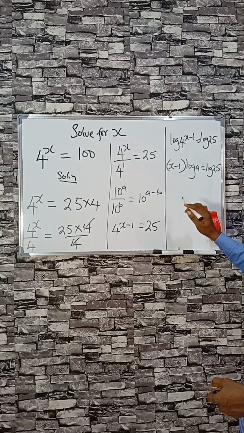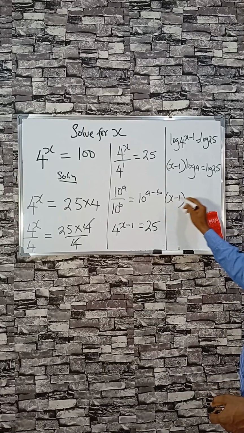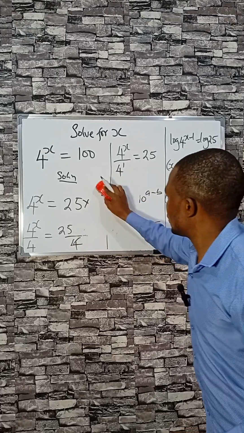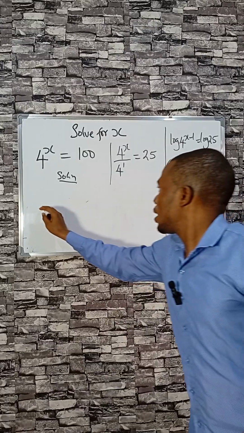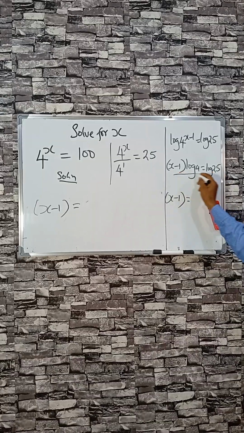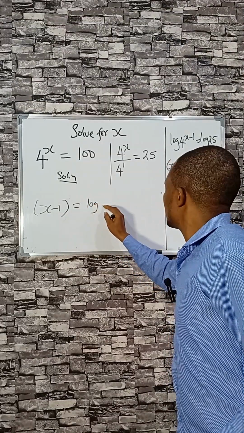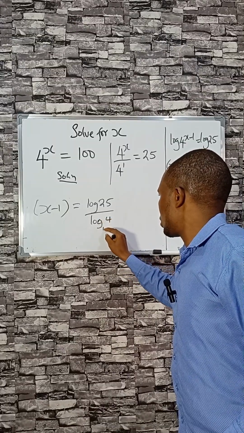Now, look at something here. What if I try to make x minus 1 the subject by dividing through by log 4? Let me clean here. I want to make x minus 1 the subject. So if I divide through by log 4 base 10, I will have that achieved, divided by log 4, all in base 10.